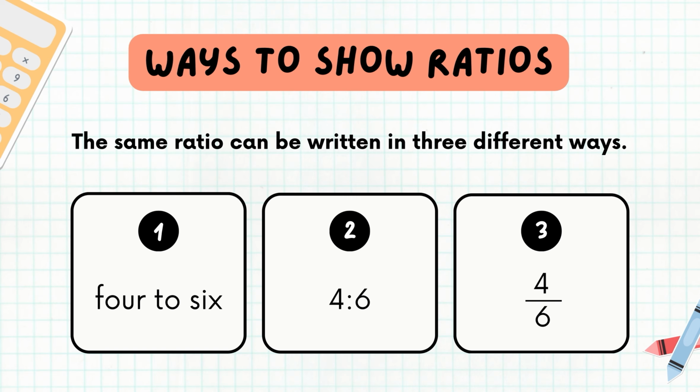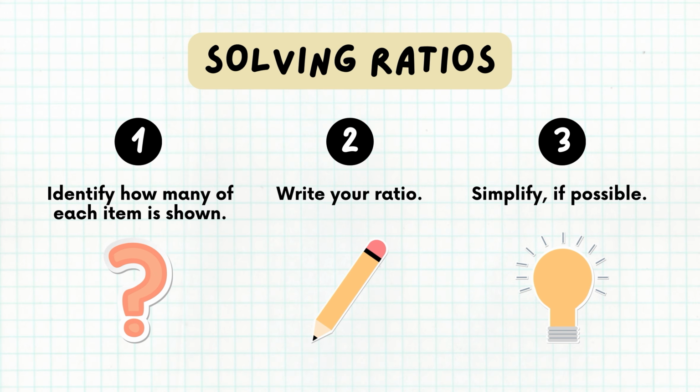Let's learn how to solve ratios now. We first identify how many of each item is shown, and then you write your ratio, and then we should simplify if possible. So let's start. 1. Identify how many of each item is shown.